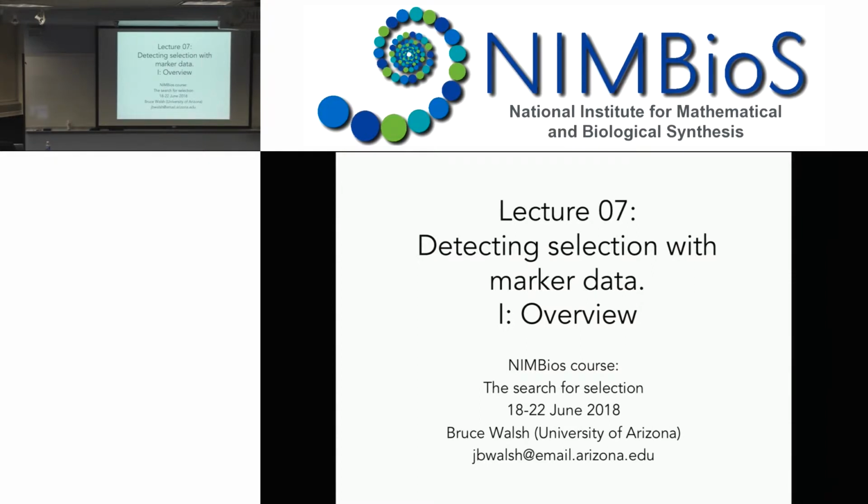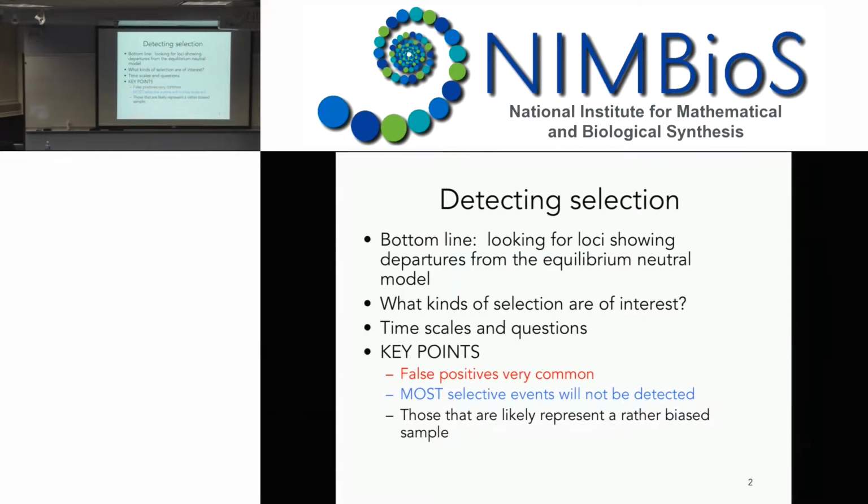So again, the issue is I simply have marker data. I either have a candidate gene or a set of candidate genes, or I'm simply scoring a random genome, and I'm trying to find some signatures of selection in that genome. The bottom line is I'm looking for loci showing departures from the neutral equilibrium model. And again, as I stressed several times, rejection of this model could mean I've got non-neutral alleles, or it could mean I'm not at equilibrium. That's a very important distinction, and most tests struggle with that.